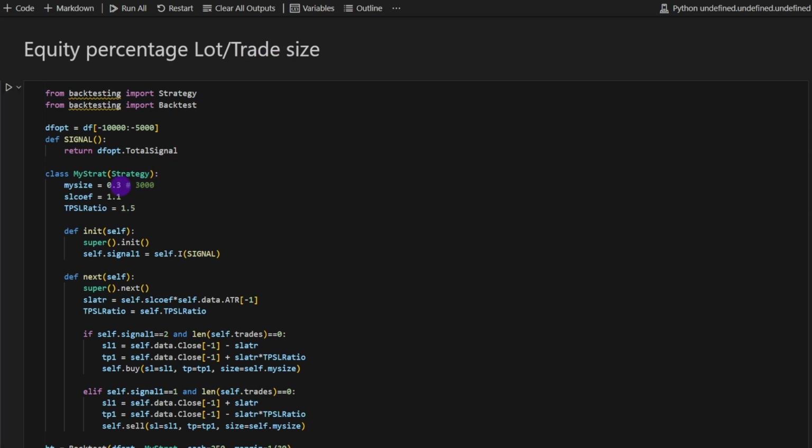Now, to our second example. If we need to get an equity percentage lot or trade size, we have to insert a number that's smaller than 1. When we use a lot size that's smaller than 1, the backtesting package will automatically consider this as a percentage of the equity. So here 0.3 is actually 30%, so 30% of my equity is going to be used as a trade size.